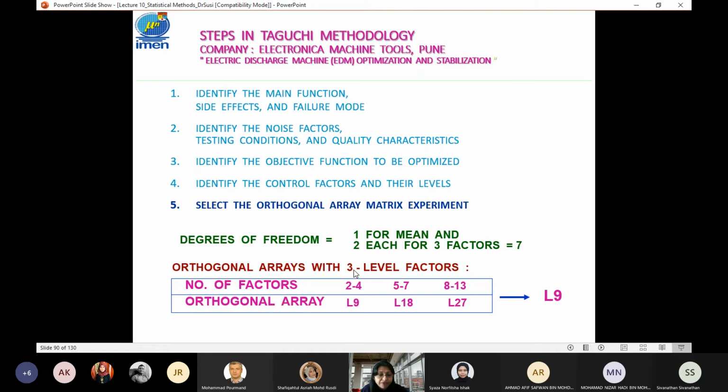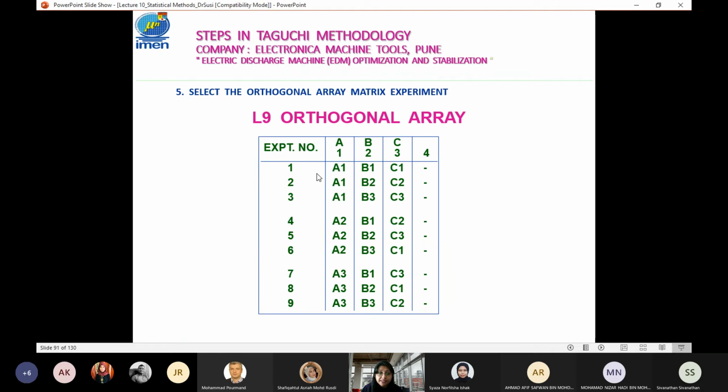And the orthogonal array for 3 level factors: you have L9, L18 or L27. You have 3 options, but we choose L9 because we have 3 factors and 3 level factors. This is the orthogonal array. As you can see, this is fixed. You do not change it. When you run experiment 1, this is what you need to follow. Experiment 2, this is what. Since we do not have a 4th factor, we leave it blank.